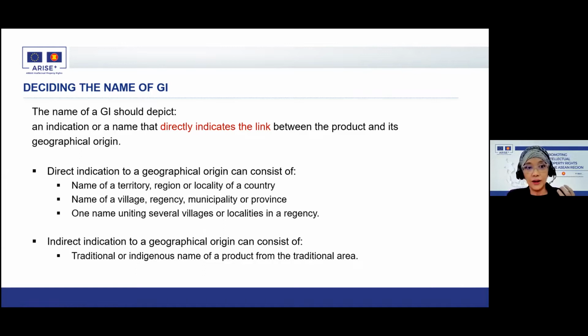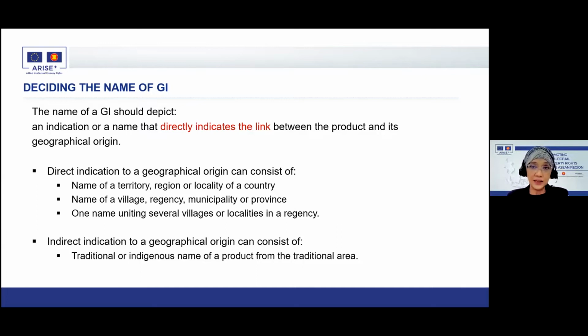Theoretically, we know that there are direct GIs and indirect GIs, but they are different. An indirect GI is a GI using the traditional name or traditional language from the originating area. We call it indirect because the language will lead the consumer's mind to the area, not the name of the area itself. That's the meaning of indirect GI. But it can be protected. Like basmati rice, which is an indirect GI because basmati is not the name of a place. Instead, it is the name of the slender aromatic rice from Haryana, the territory of Haryana. But basmati is a traditional name, so it is an indirect GI.